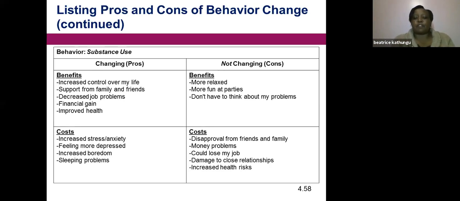And because it's coming from them, as they are doing this, they are reflecting. They are beginning to see connections. They are beginning to see the cost of the substance use to them. So that is what we are saying. So changing, we have got the pros. Not changing, we have got the cons, or what we would think are the costs of changing. On the left side, the pros or the benefits of changing, and of course the cost. So this is a very balanced sort of way of helping the client to objectively look at their substance using behavior.